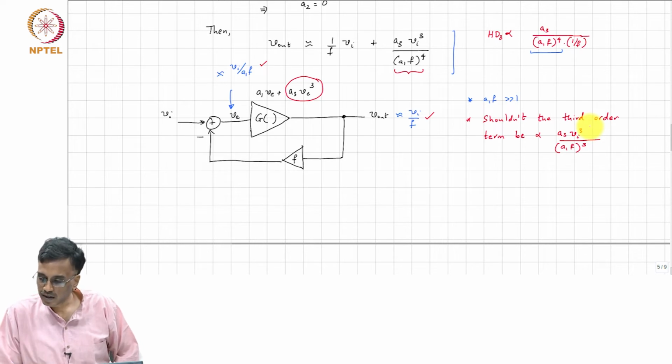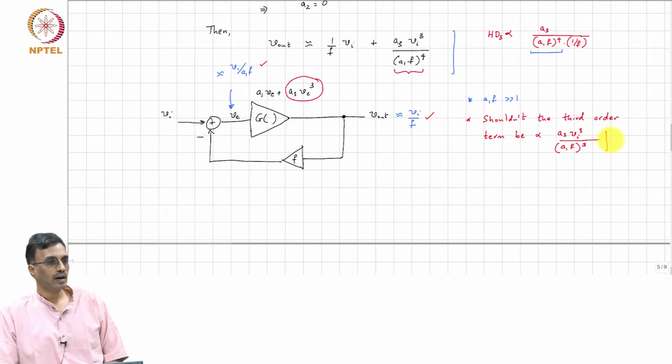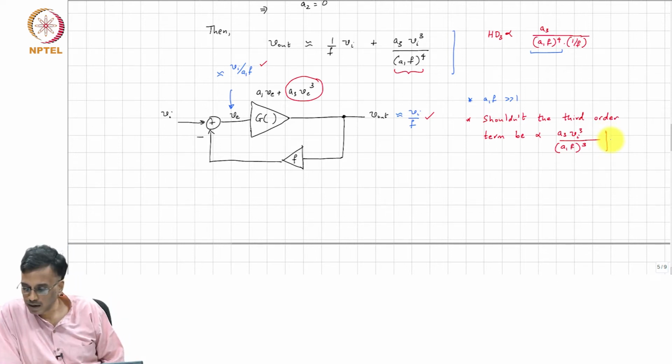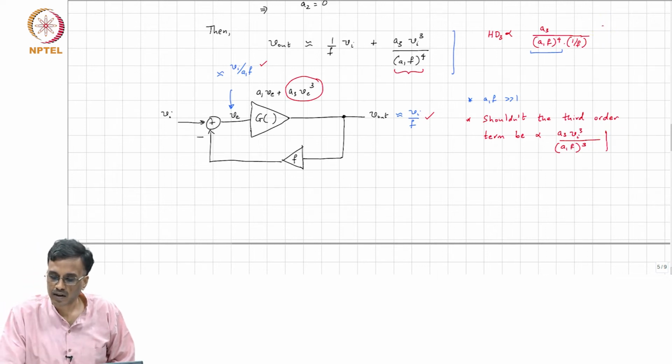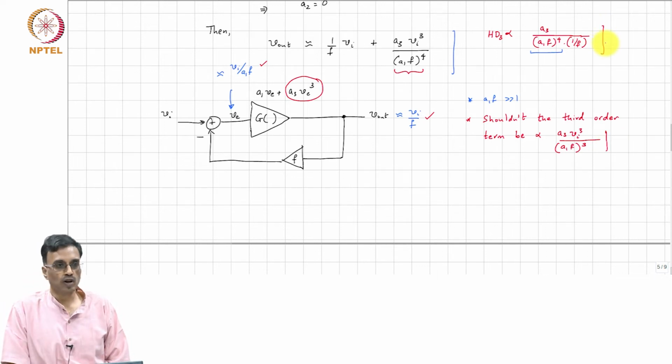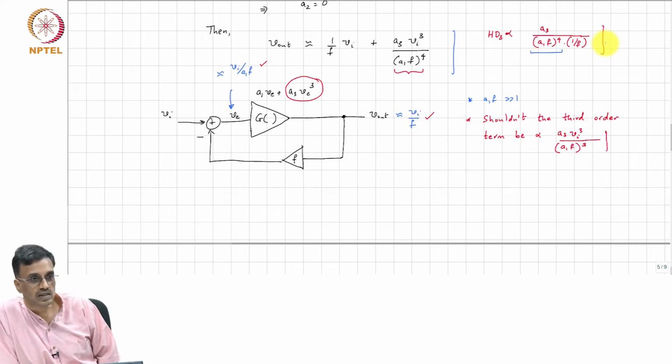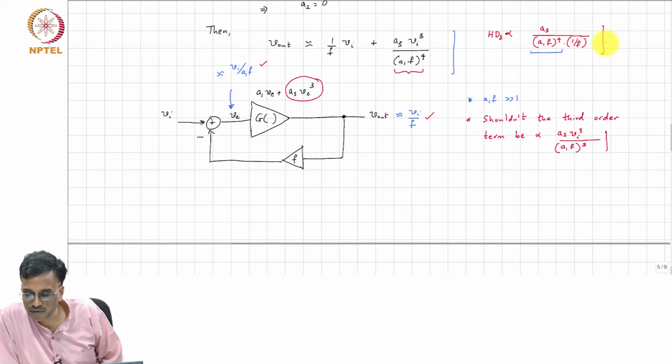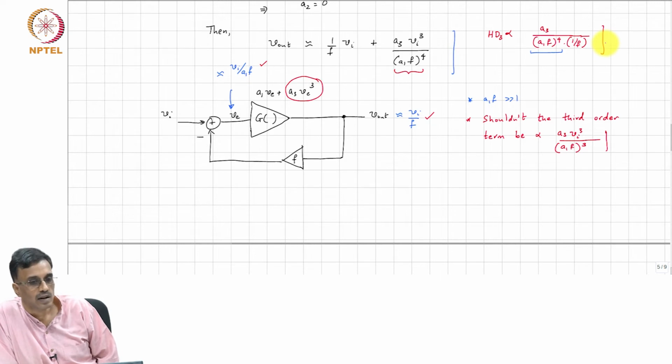And this is telling us that if you double A1, the output distortion should go down by a factor of 8, right. However, our careful analysis shows that it goes down by a factor of 16. So, you have an additional power of loop gain coming in there, right.